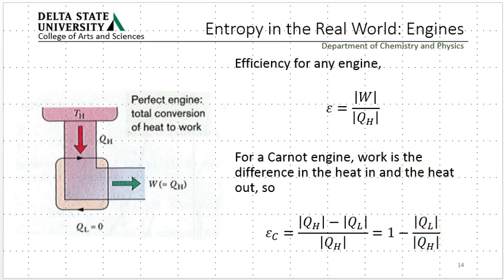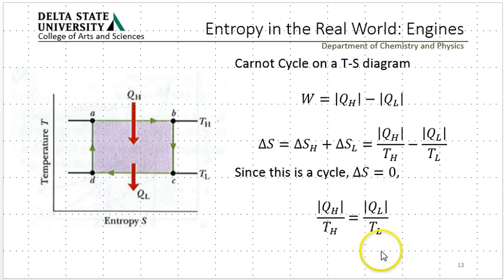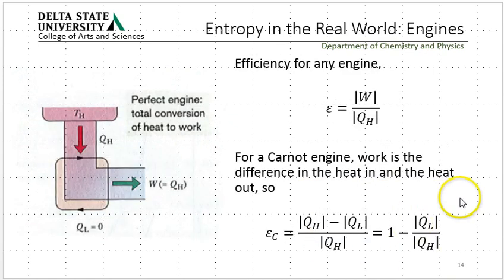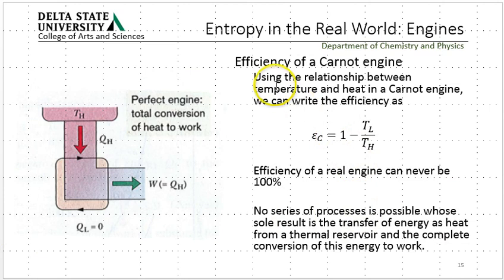Well, we already know from the Carnot engine QH over TH equals QL over TL, and so we go down to here, we stick that in, right, and we get the efficiency of a Carnot engine is 1 minus temperature at the low side divided by the temperature at the high side. So the efficiency of a real engine can never be 100%. And we have here, no series of processes is possible whose sole result is a transfer of energy as heat from a thermal reservoir and the complete conversion of this energy to work. In other words, there is no way to completely utilize all this energy and convert it all to work. Not going to happen.